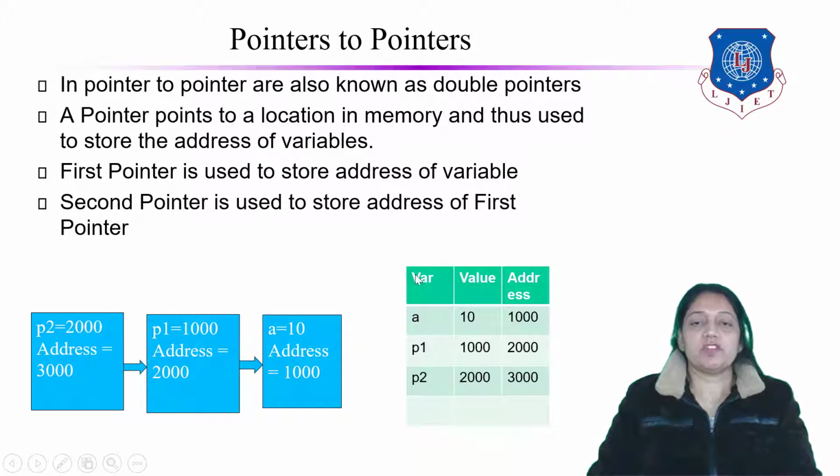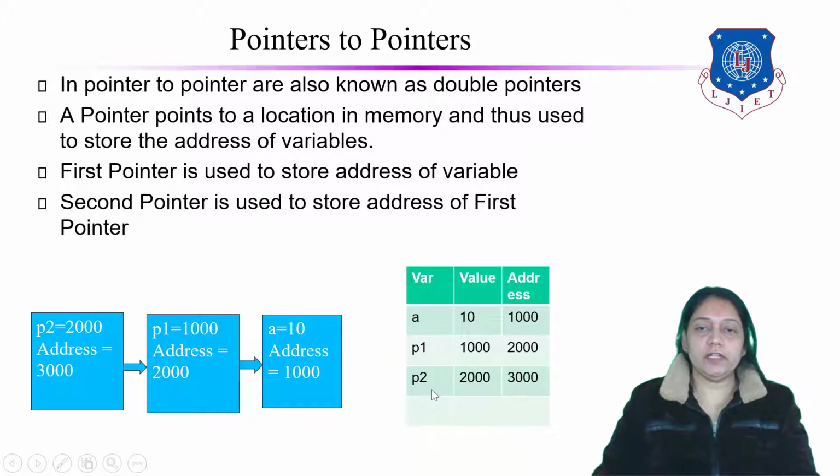Similarly, we'll see this in terms of a memory layout. We are using a variable a, a pointer P1 and a double pointer P2. The value of a is equal to 10, which is stored at address 1000. P1 stores the address of a. So what is the address of a? That is 1000, stored in P1. P1 is itself at address 2000. P2 stores the address of pointer P1. So P1's address, 2000, is stored in P2, and P2 is itself at address 3000. So P1 points to a and P2 points to P1. So this is known as a double pointer, that is, a pointer pointing to another pointer.